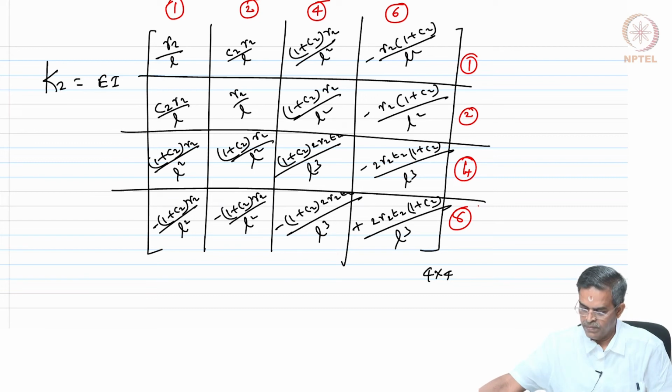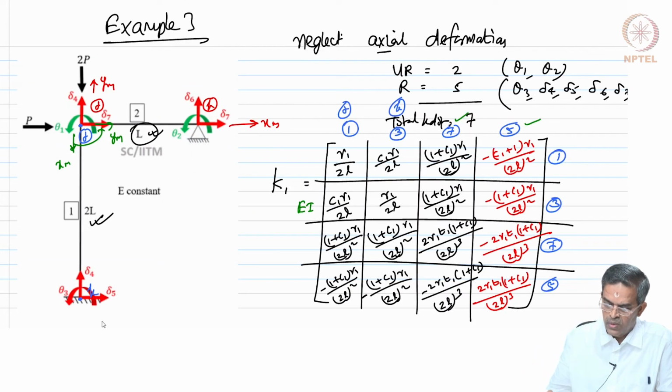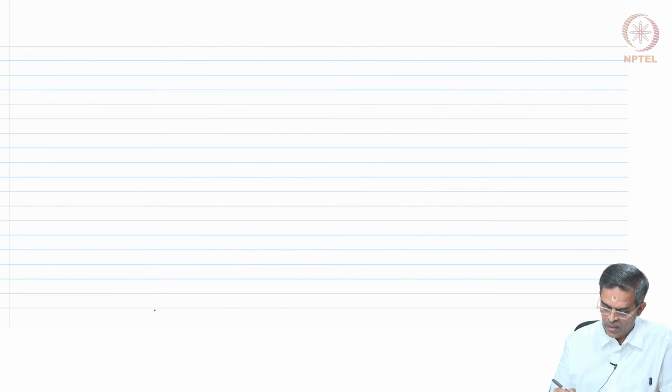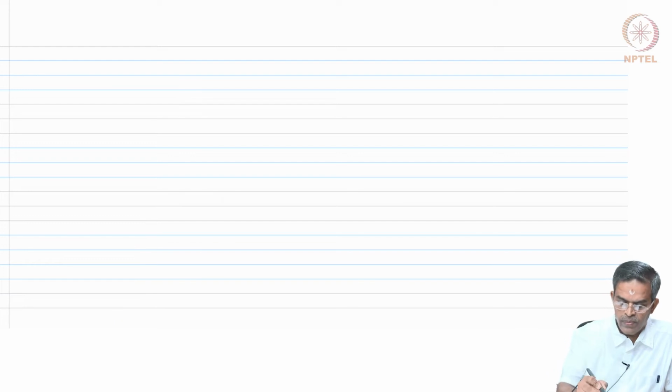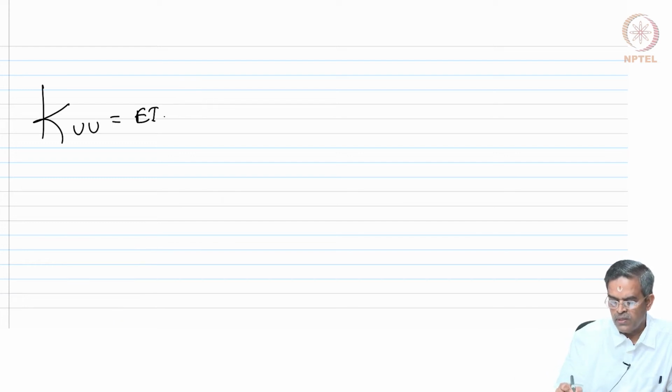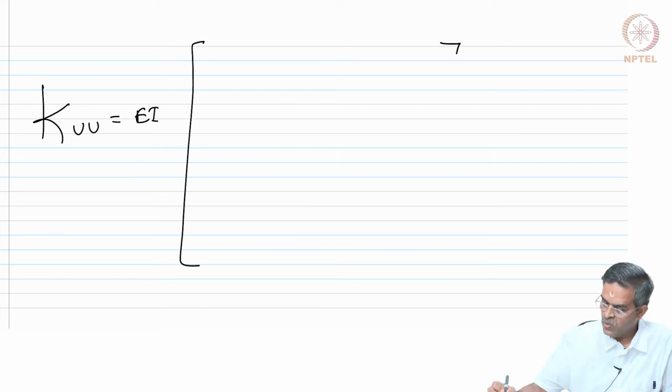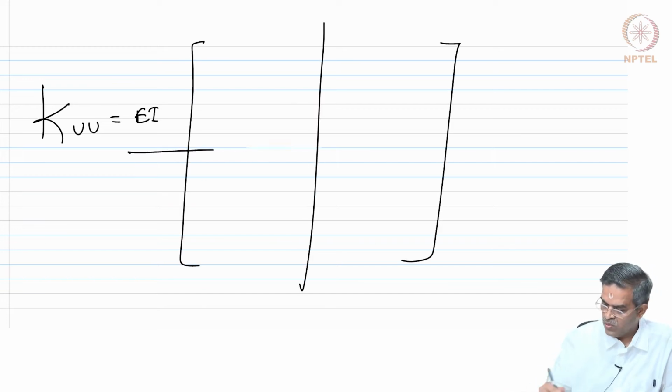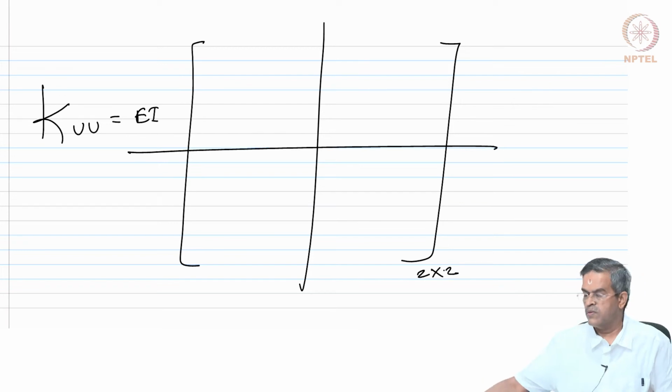Okay. Now, we can assemble these two matrices and try to get KUU. The KUU will be partitioned at 2 by 2. So, now I am trying to get KUU because I have set determinant to 0 of this. So, let us get KUU, which is 2 by 2.